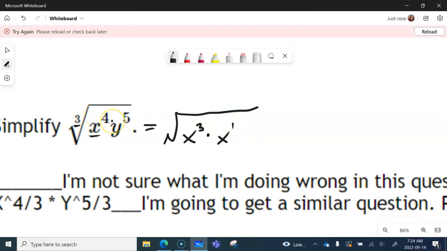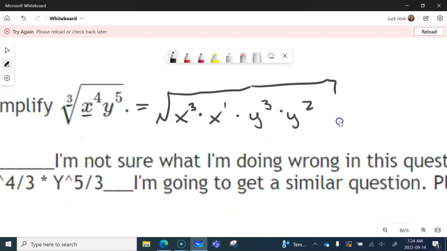And I'll do the same with the y. So I need a y cubed, and that's going to give me a y squared left, because remember, that still has to add up to 5. Once I'm there, I can just take the cube root of that, because it's a perfect cube. By the way, we're looking for a cube root, sorry. Cube root of that. So that will come out.